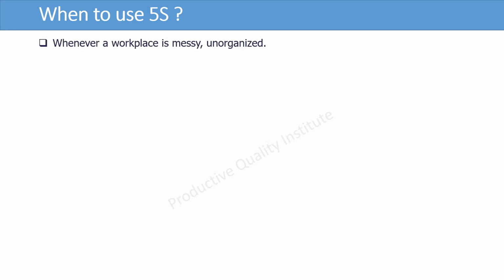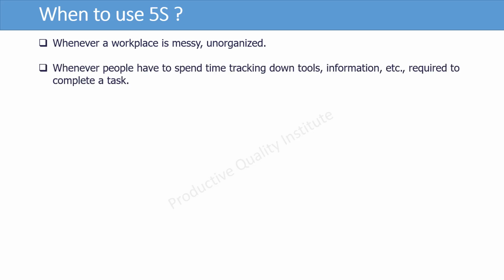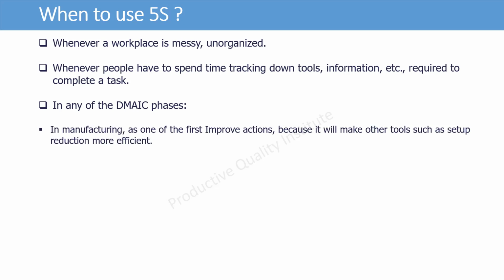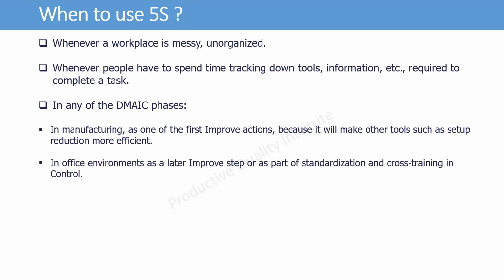When to use 5S. Whenever a workplace is messy, unorganized. Whenever people have to spend time tracking down tools, information, etc., required to complete a task. In any of the Lean Six Sigma phases, in manufacturing, as one of the first improve actions, because it will make other tools, such as setup reduction, more efficient. In office environments, as an improve step, or as part of standardization and cross-training and control.